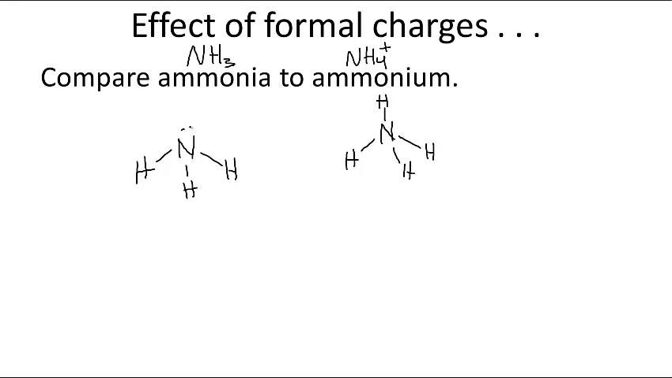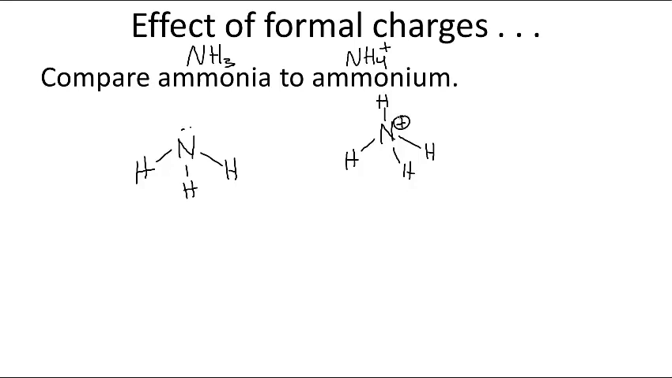So, what's the biggest difference? What's missing from one of my structures? A formal charge. On which one? Ammonium. There's a formal charge on nitrogen. So which of these do you think it's easier to take H plus away from? The one that already has a positive charge.